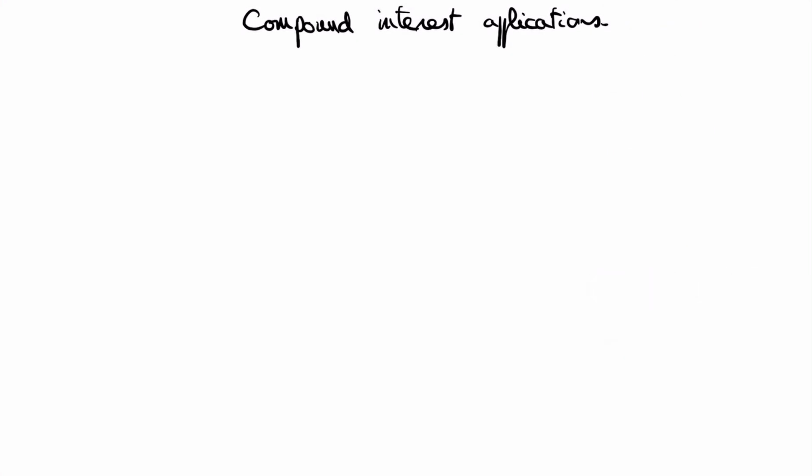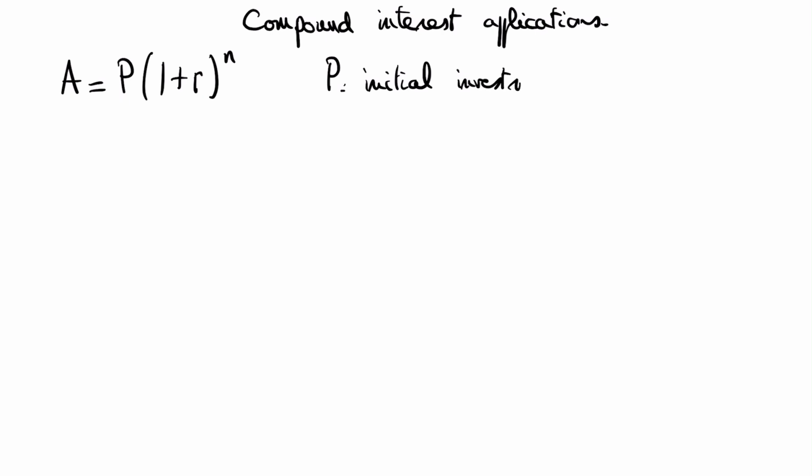Now, let's recap a bit the compound interest formula. So it's A is equal to P times (1 plus R) to the power of n. And so in this formula, P is the initial investment. A is what we get at the end of the investment.